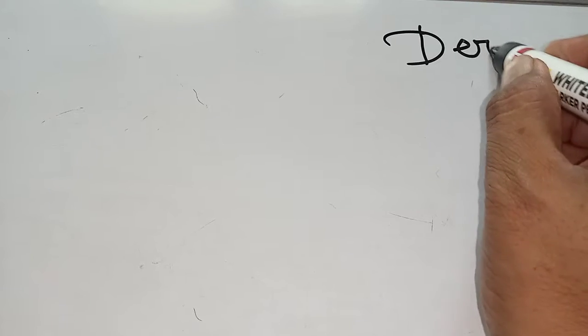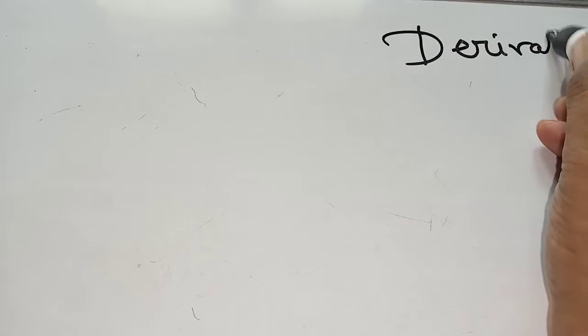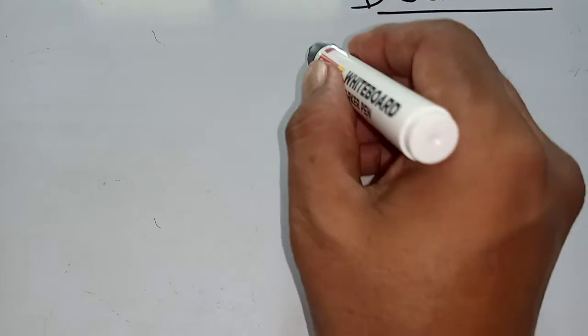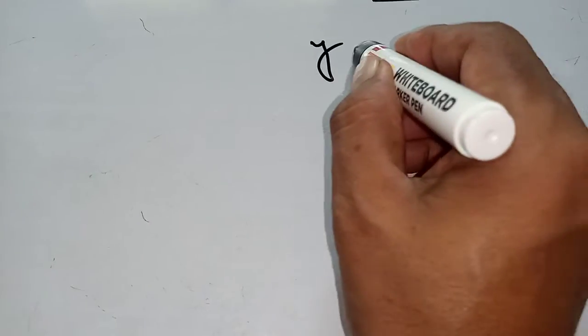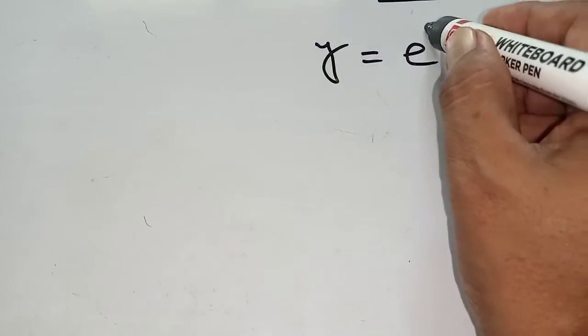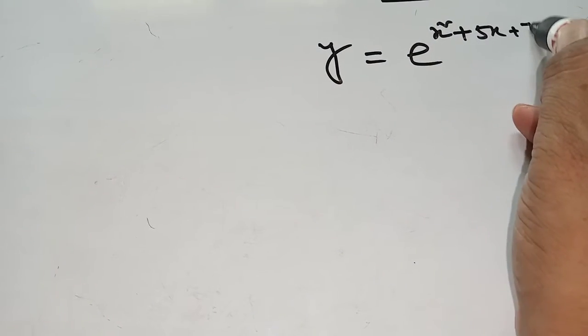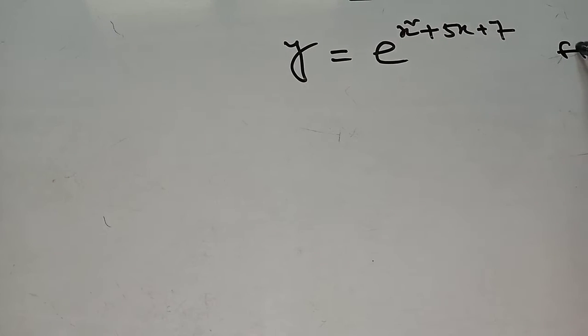Derivatives. Y equal to e to the power x square plus 5x plus 7.